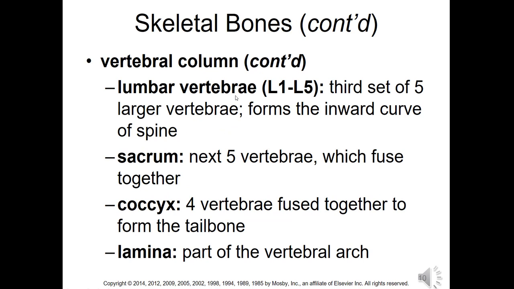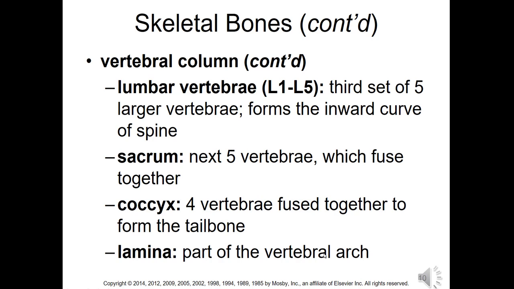And then the lumbar vertebrae are the last 5 bones, L1 through L5, and they are the ones that form the inward curve of your spine. Following the lumbar vertebrae is the sacrum, which are 5 vertebrae that have been fused together due to development of the fetus. And then the coccyx is the 4 last vertebrae that make the tailbone, and they're also fused together.